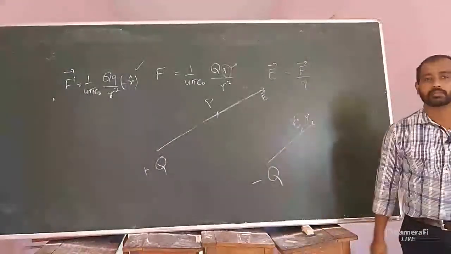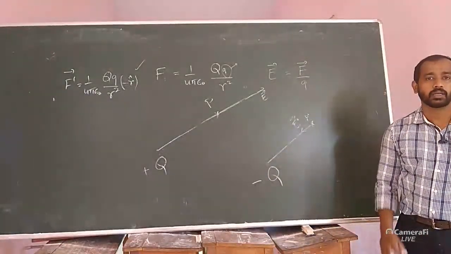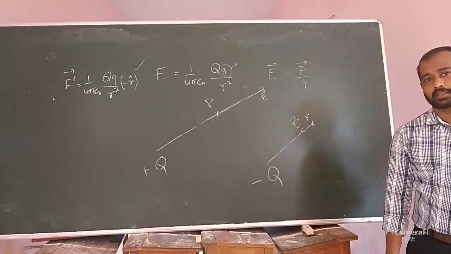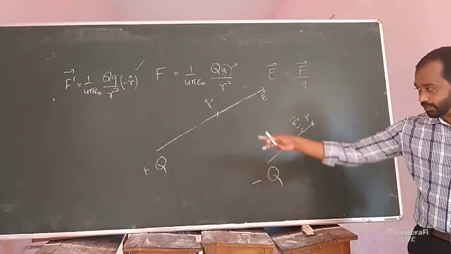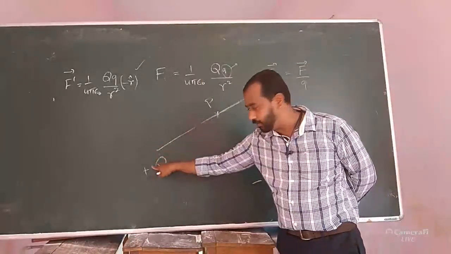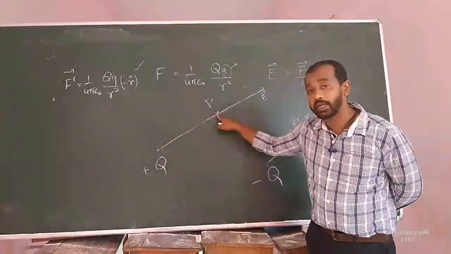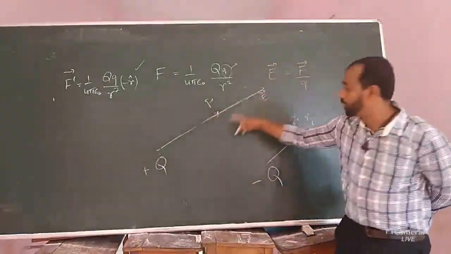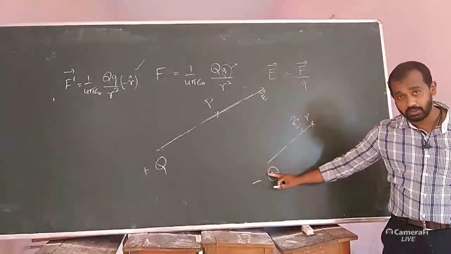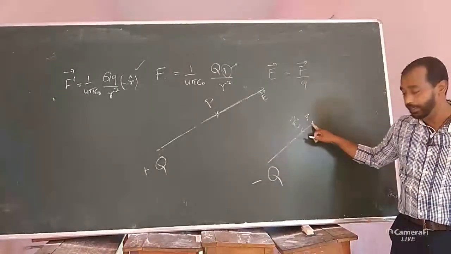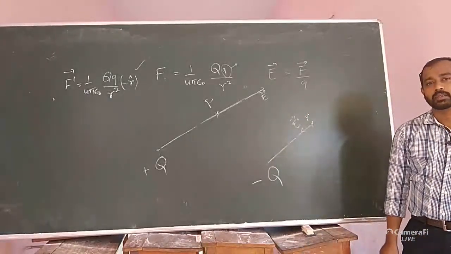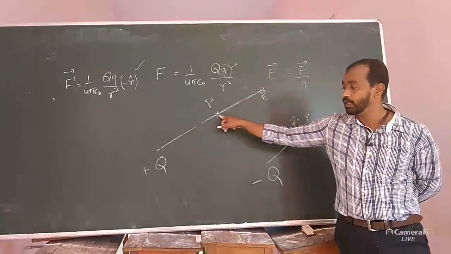Now, what is the generalization? Conclusion, the final part, to find out the direction of the electric field. What is the direction of the electric field? It depends on the polarity of the charge. If the source charge is positive, the electric field at a given point is always away from the source charge. If source charge is negative, then direction of the electric field at a given point is always towards the source charge.